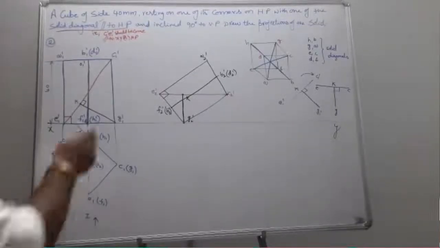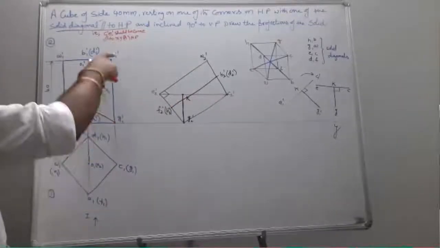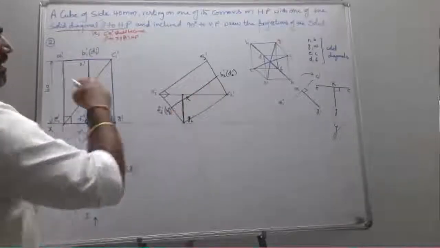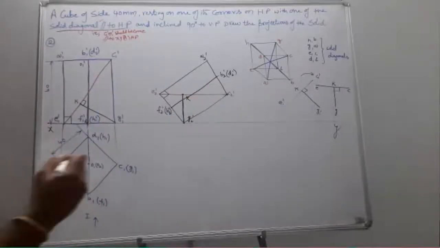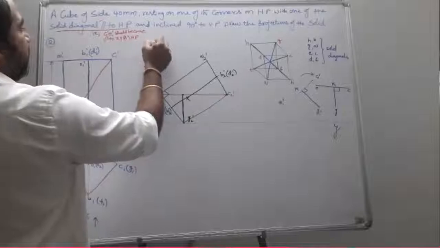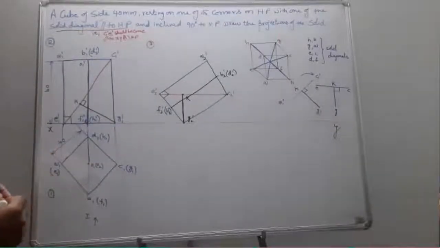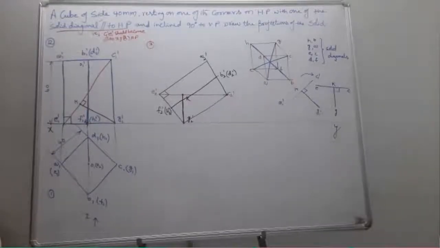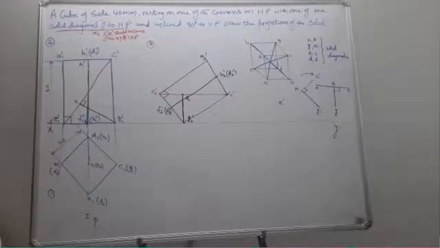Okay. Now I just reconstruct the figure in such a way that my solid diagonal EC becomes horizontal. So this becomes my step 3. Okay. Students, is it clear?